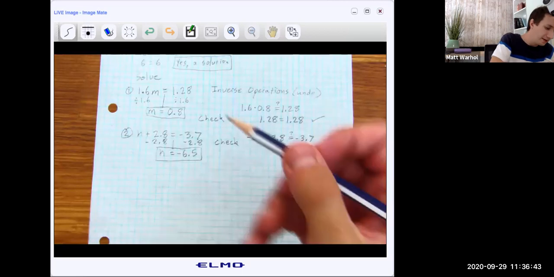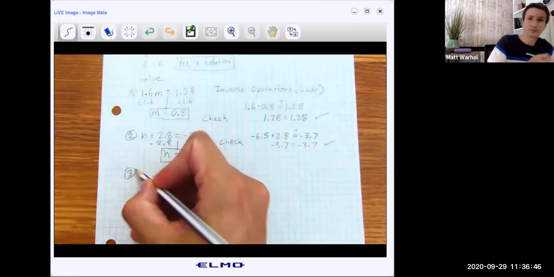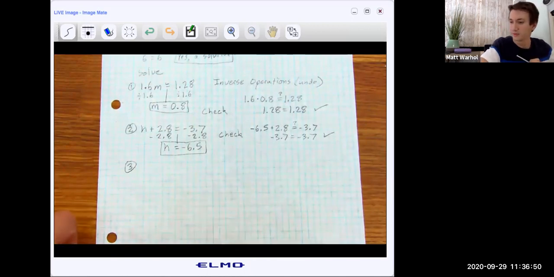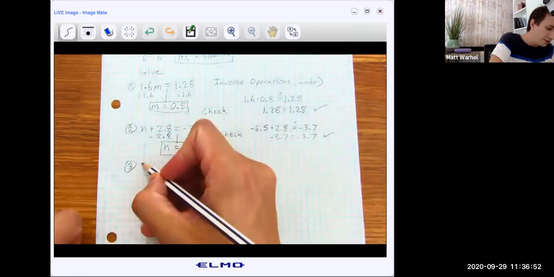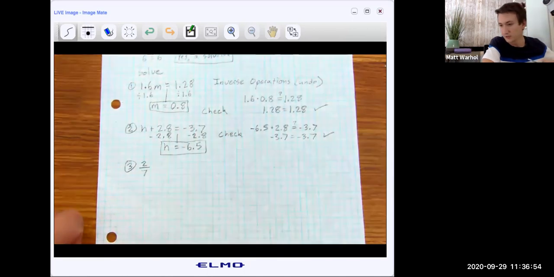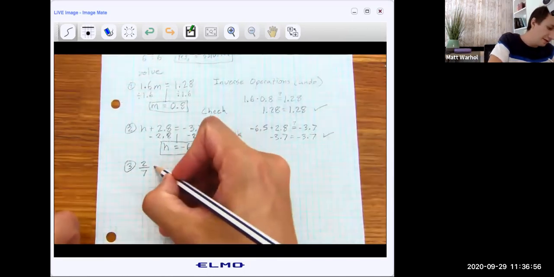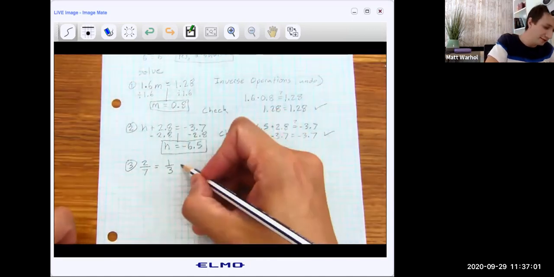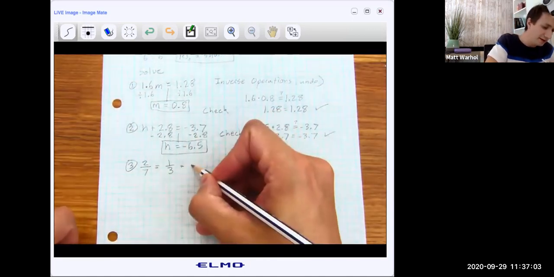All right. Let's take a look at number 3. Let's throw some fractions in here. 2/7. Algebra students love fractions so much. Equals 1/3. I'm pulling your leg. That's not true. A lot of us don't like fractions. Plus x.